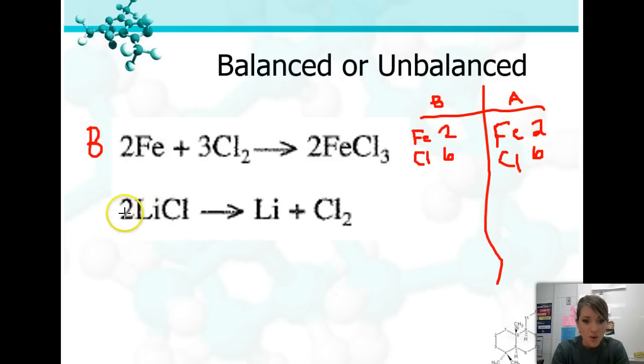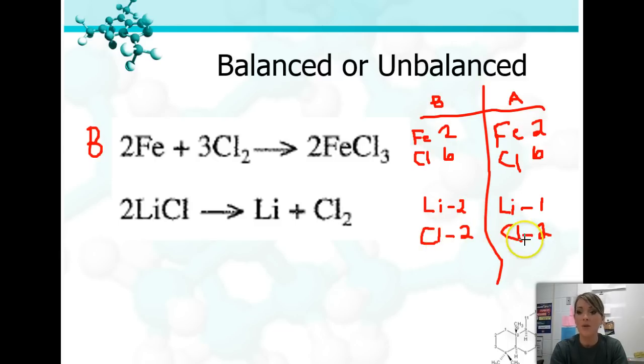This one, we have 2 LiCl. So we have 2 lithiums for our before, and we have 1 lithium for after. Before we have 2 Cl because we have LiCl twice, so we're going to have 2 chlorine atoms, and then we have Cl2, which is 2 chlorine atoms. So this chemical equation is not balanced. It doesn't have the before equaling the after. So this is going to be an unbalanced equation. All right, now we're going to do a little bit of practice with conservation of mass and balanced and unbalanced equations.